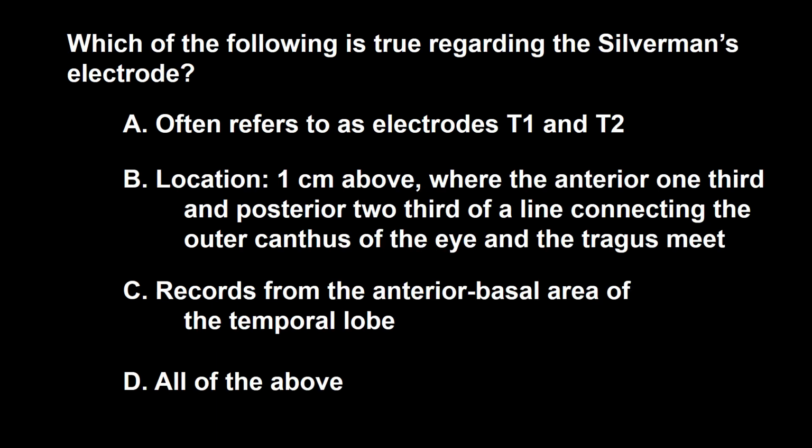The next question is: which of the following is true regarding the Silverman's electrode? A, often referred to as electrodes T1 and T2. B, location 1 centimeter above where the anterior 1/3 and posterior 2/3 of a line connecting the outer canthus of the eye and the tragus meet. C, records from the anterior basal area of the temporal lobes. D, all of the above.